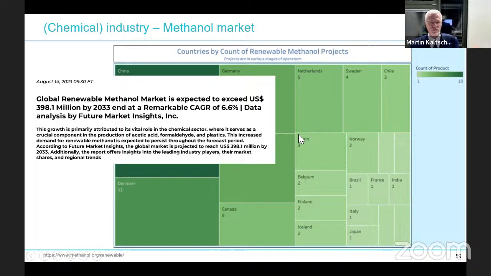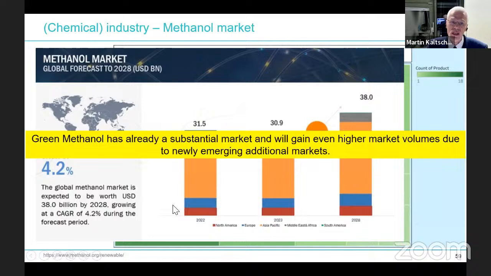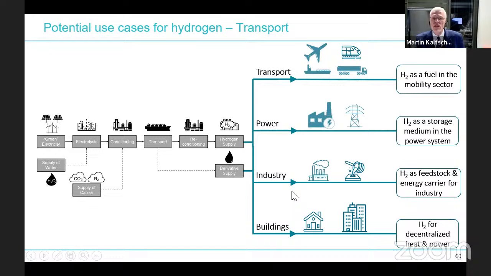And what we also see is that not only is the green methanol market exploding, the overall methanol market is also expected to grow. So from that point of view, there is a clear growing tendency, and a clear tendency towards much more green molecules in the methanol market. So we can state, ladies and gentlemen, that green methanol already has a substantial market and will gain even higher market volumes through newly emerging additional markets. So that's for the time being about industry.